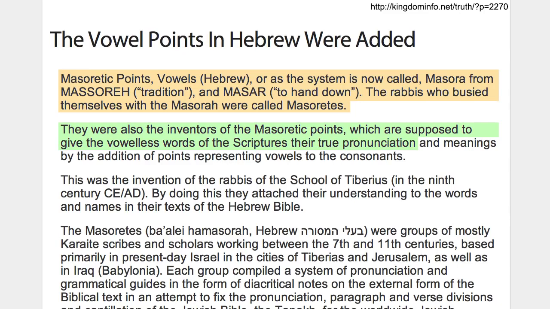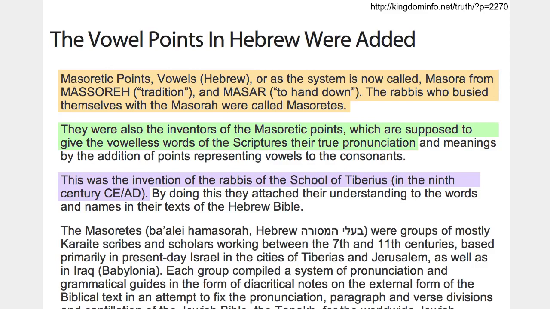So you see that the original text was vowelless, meaning there was no written vowels. But the Jewish Masoretes put these points in the text that are supposed to tell you how to pronounce the words. Right here it says, this was the invention of the rabbis of the school of Tiberias.